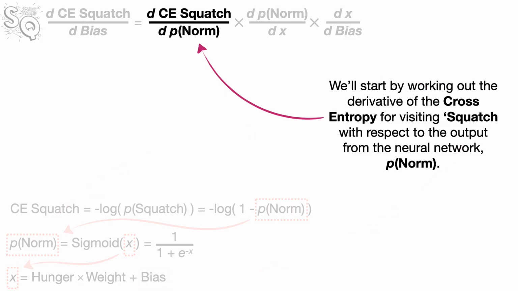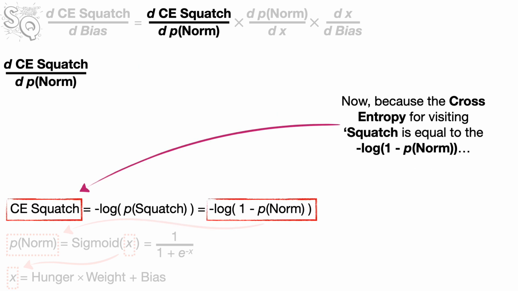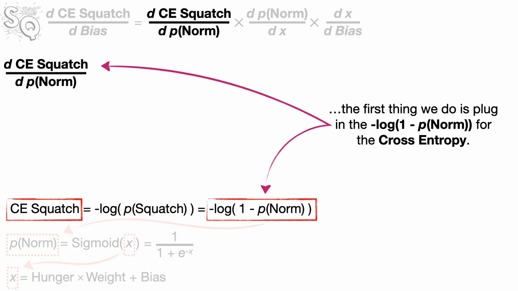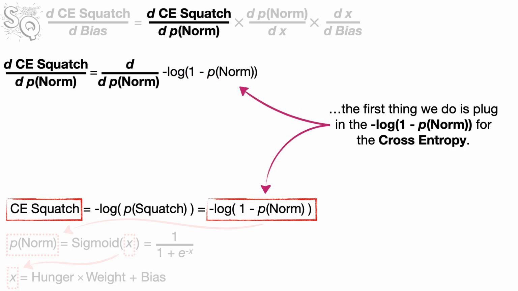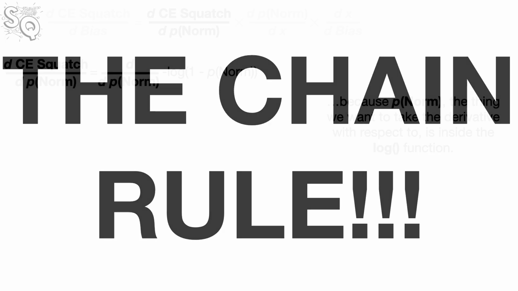We'll start by working out the derivative of the cross-entropy for visiting Squatch with respect to the output from the neural network, p norm. Now, because the cross-entropy for visiting Squatch is equal to the negative log of 1 minus p norm, the first thing we do is plug in the negative log of 1 minus p norm for the cross-entropy.